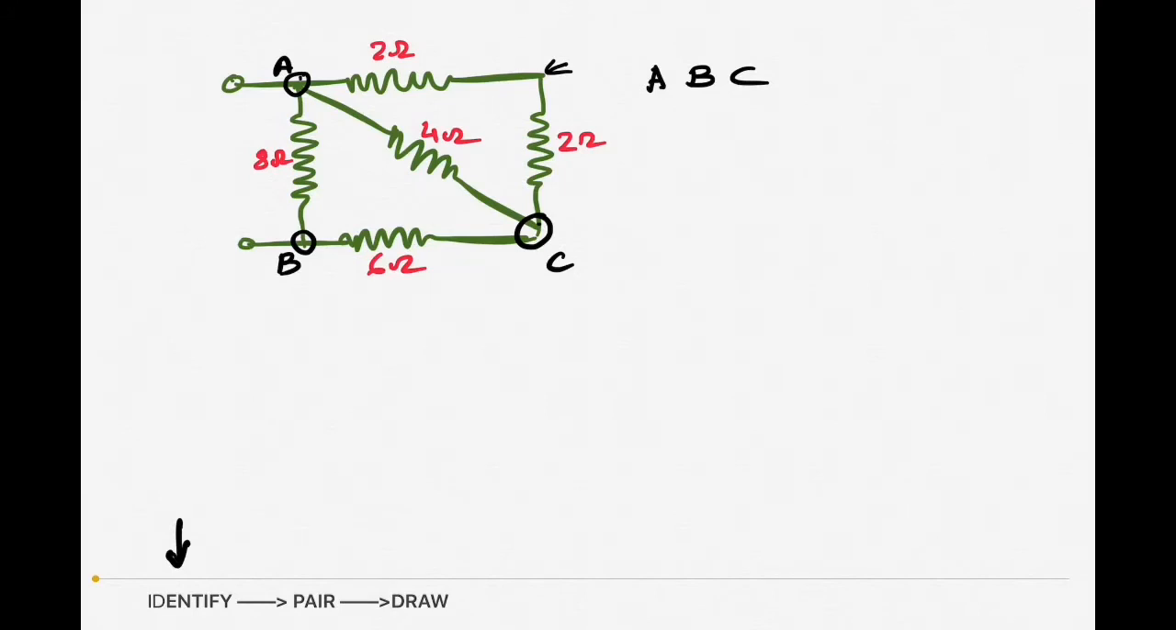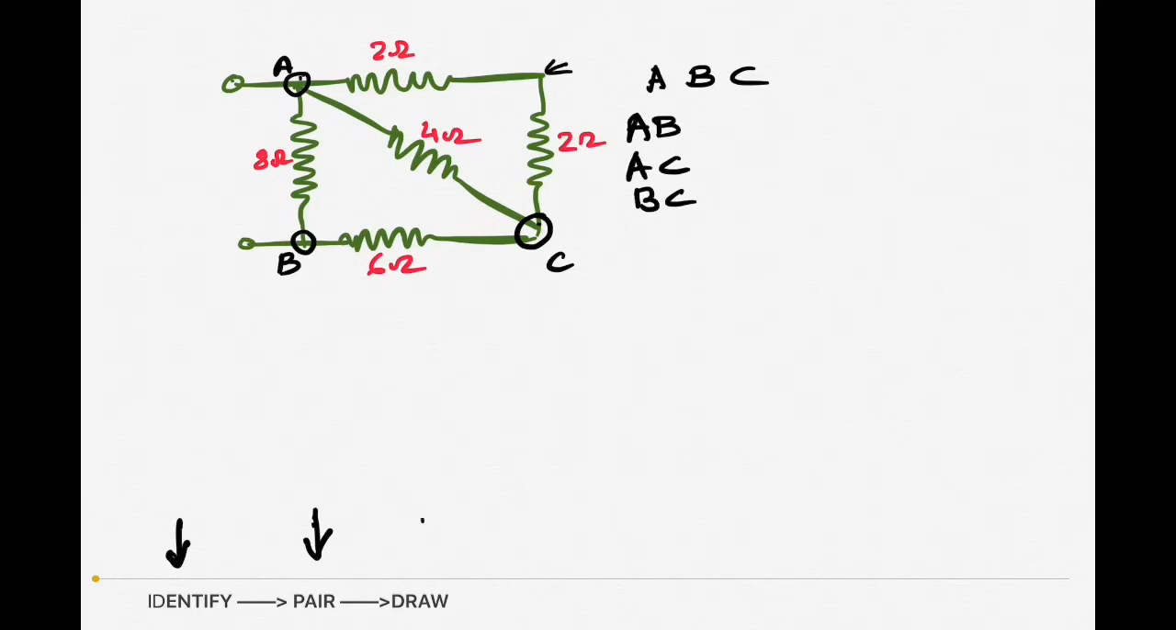Now let's move to step number 2, pairing of these junctions. How many pairs can we make using these three junctions? I can make pair A and B. Then I can have A and C. And then I can have B and C. So these are the three pairs we have in this circuit. Now we have to move to the third step.